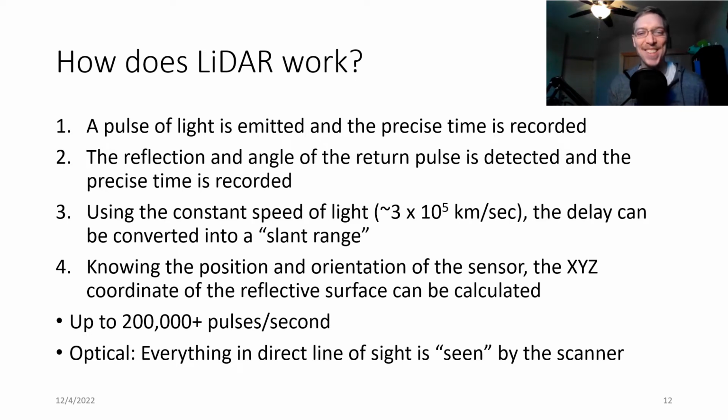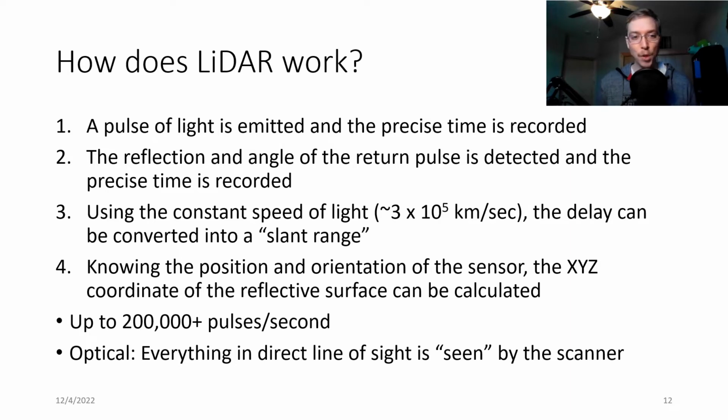The XYZ coordinates of the reflective surface can be calculated. That can give us, in some cases, up to 200,000 pulses per second. And in some of these systems, for example, terrestrial based, it takes 30 seconds for that scan to spin around. So let's do the quick math there. You're looking at 6 million points or so per scan. It's a lot of points. It's a very dense array of points that we have to figure out how to work with.